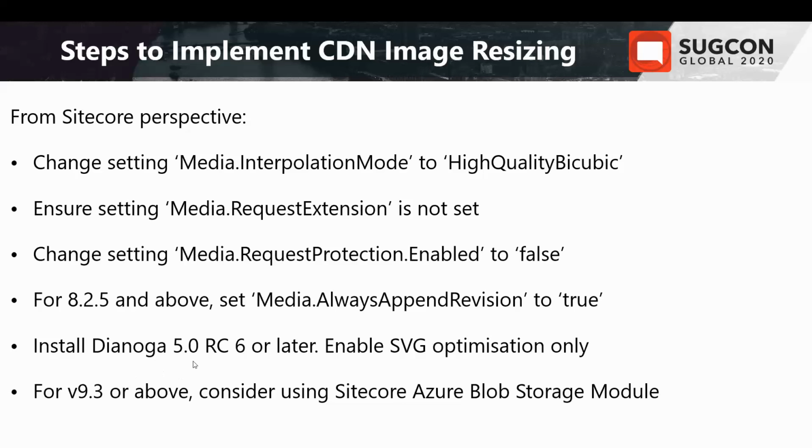Install Dianoga 5.0 release candidate 6 or later to enable SVG optimization only and turn off all the other optimizations. Unfortunately, both CloudFlare and Akamai cannot do any SVG optimizations at the moment, so you still need to do that using Dianoga. For Sitecore 9.3 or above, consider using the Sitecore Azure Blob Storage module to, rather than having all the blobs in the database, store all your blobs in Azure Blob Storage.